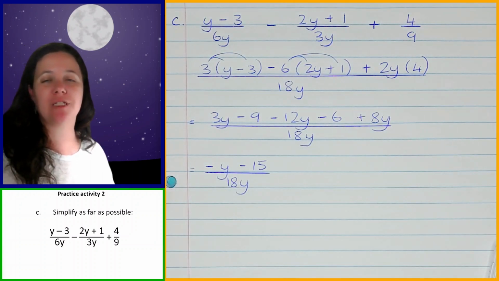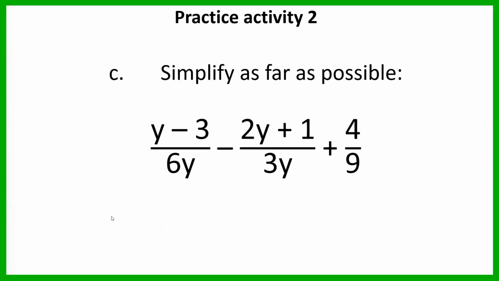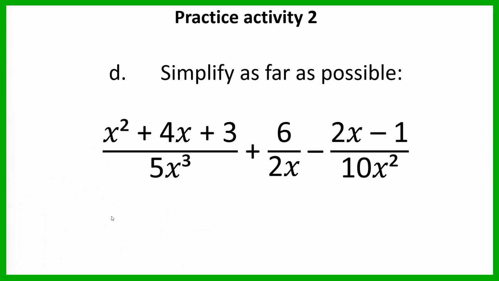Right, let's go on to question D. Here we've got x squared plus 4x plus 3 all over 5x cubed plus 6 over 2x minus 2x minus 1 all over 10x squared. I'm going to give you 2 minutes for this question as well.